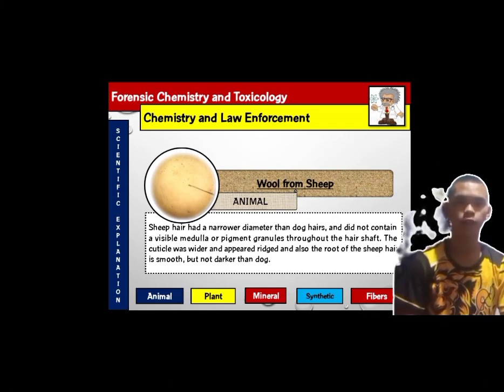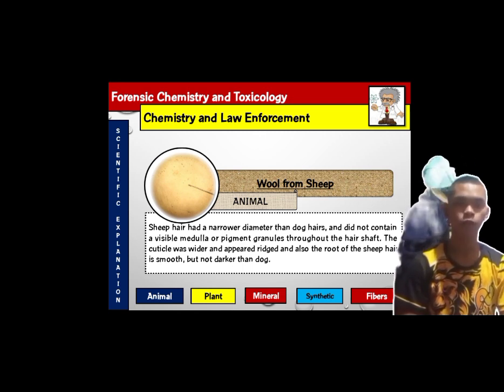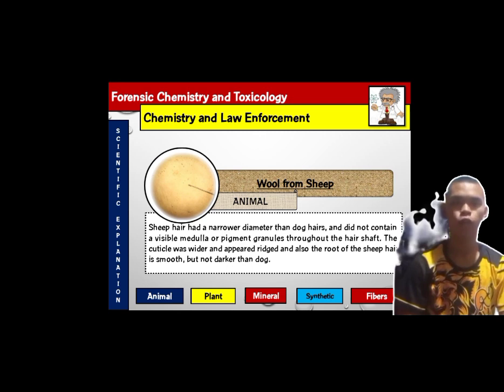Next, I will discuss the hair of the sheep under the microscope. Sheep hair had a narrower diameter than dog hairs and did not contain a visible medulla or pigment granules throughout the hair shaft. The cuticle was wider and appeared to have ridges, and the root of the sheep hair is smooth but not darker than the dog's.